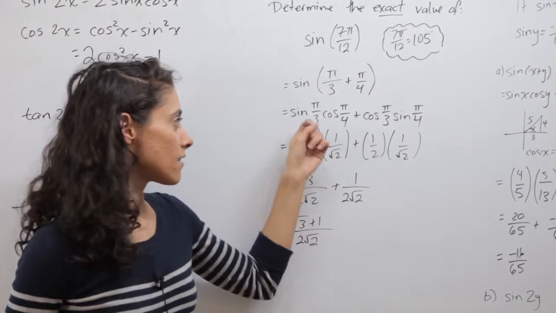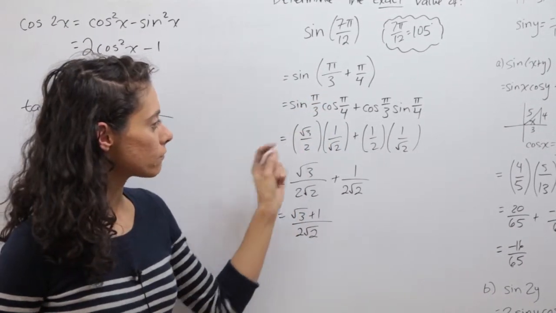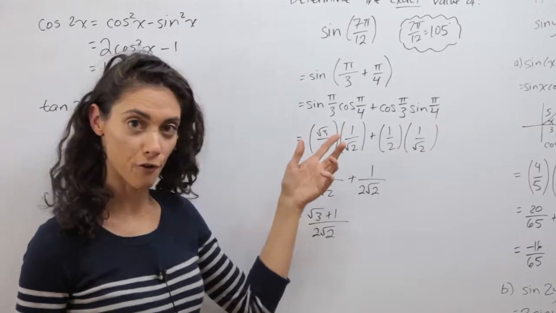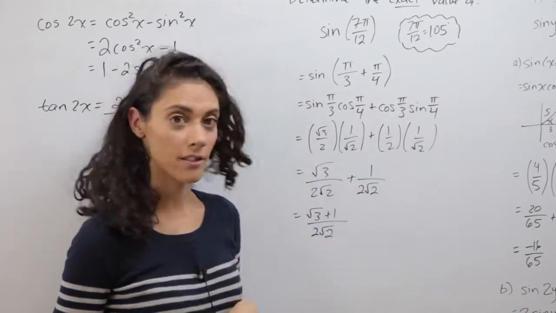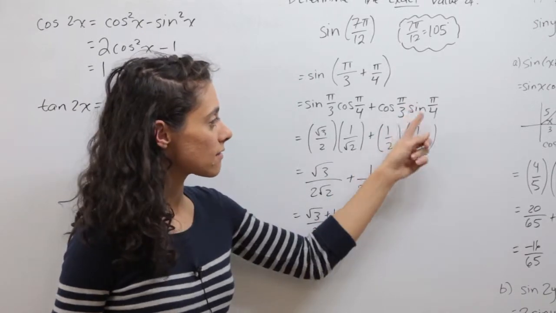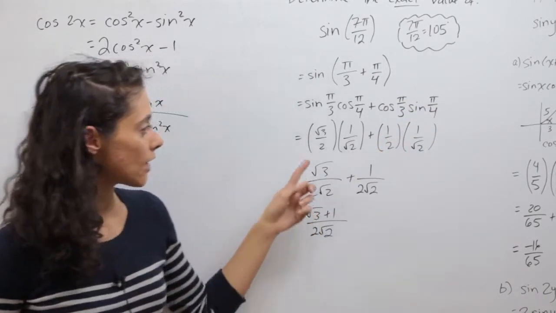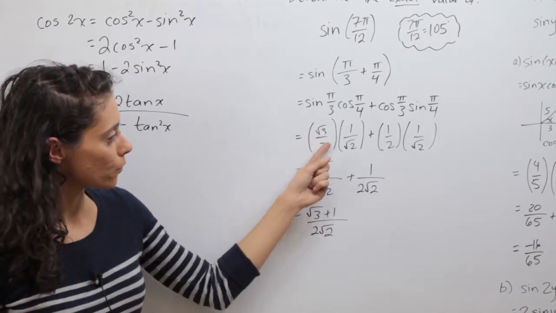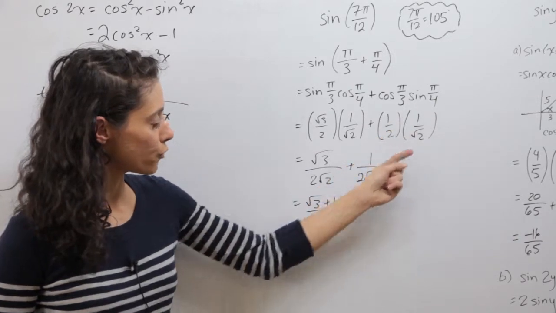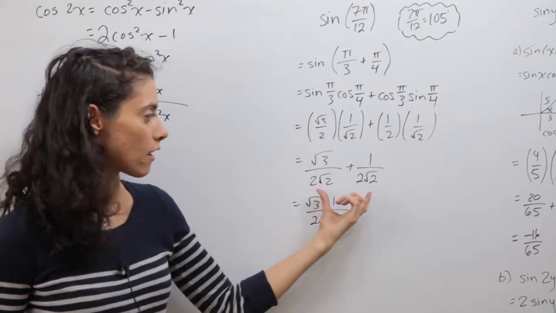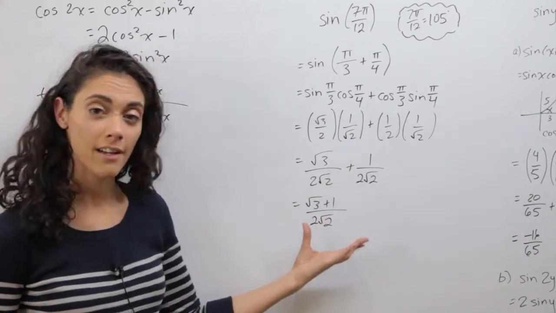Sine of pi over 3, or 60 degrees, is root 3 over 2. Cosine of pi over 4, or 45 degrees, is 1 over root 2. Cosine of pi over 3, or 60 degrees, is 1/2, and sine of pi over 4, or 45 degrees, is 1 over root 2. Now multiplying our fractions, we get root 3 over 2 root 2, and over here 1 over 2 root 2, and finally we've already got a common denominator. All that's left to do is add the numerators, and there's our final answer.